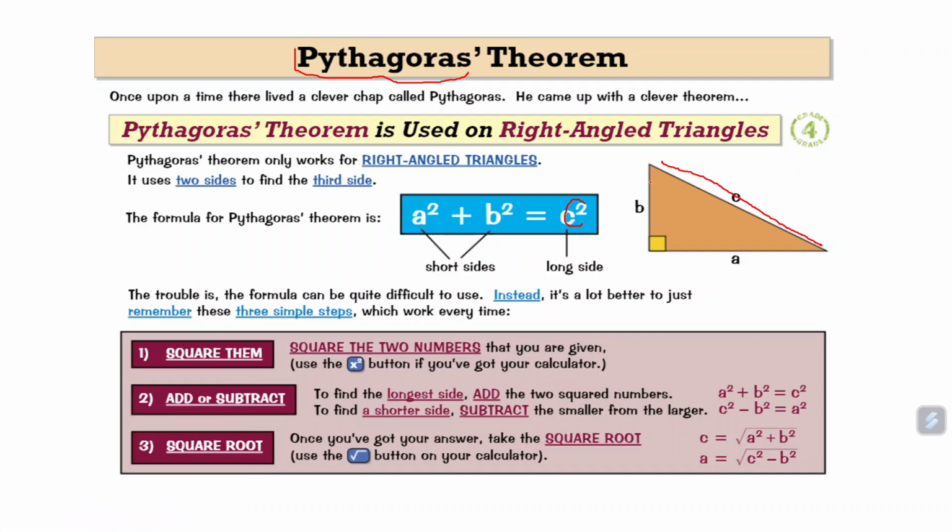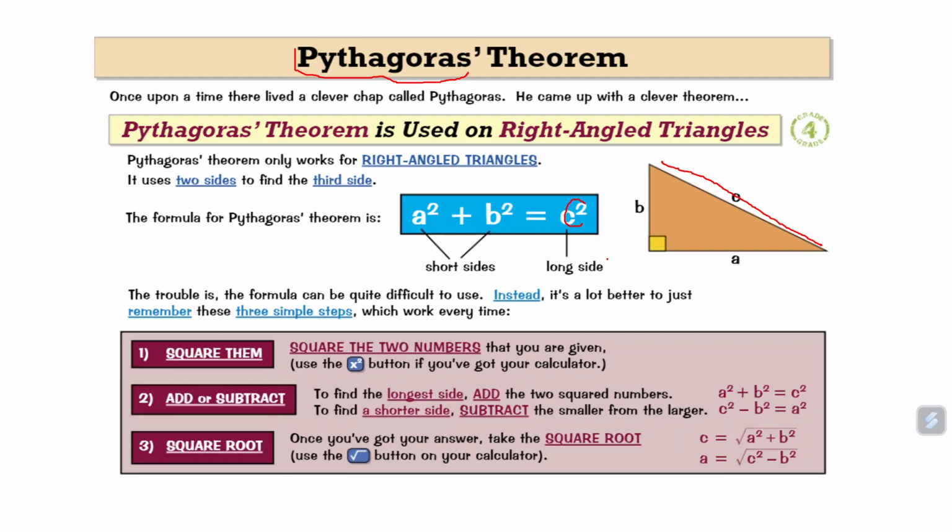And remember, Pythagoras theorem is used in solving problems on right angle triangles. It's constant, it's specific. For problems on right angle triangles, we use Pythagoras theorem to solve them. It's only used to get the sides, any of the sides.